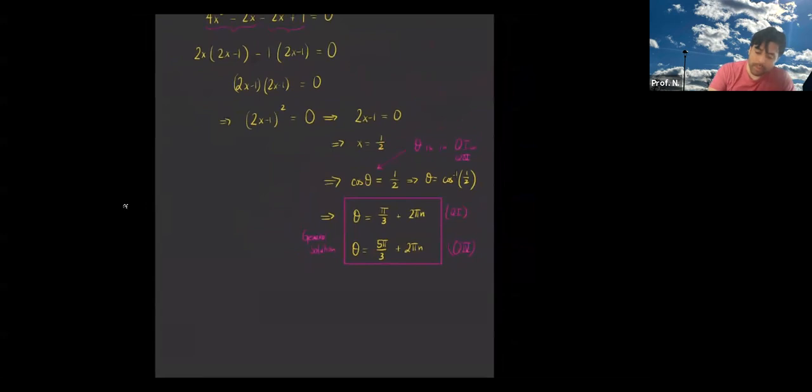And if I want to find a particular solution, I have to specify the interval, 0 to 2 pi. I want to find all the angles within the first 4 quadrants that satisfy my equation, and the only ones that do that are pi over 3, which is in quadrant 1, and 5 pi over 3, which is in quadrant 4.